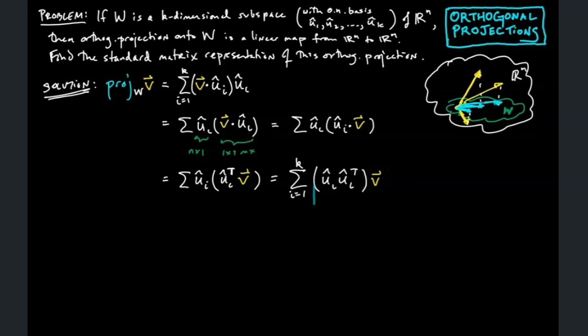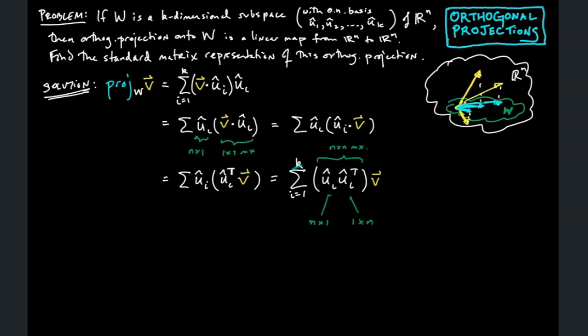But wait a second. Think about that stuff in parentheses. u_i times u_i transpose. u_i is an n by 1 matrix, a column vector. u_i transpose, of course, is a 1 by n matrix, a row vector. They are compatible because the inner dimensions match, and their product is an n by n matrix. So I'll write that up here.